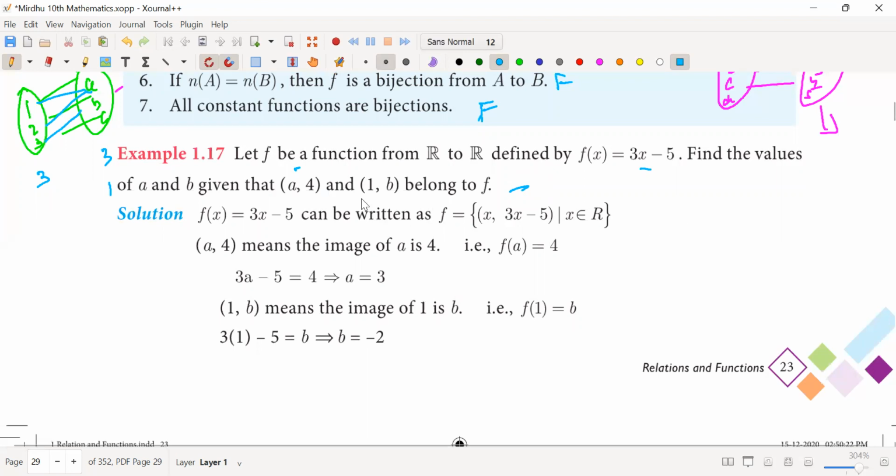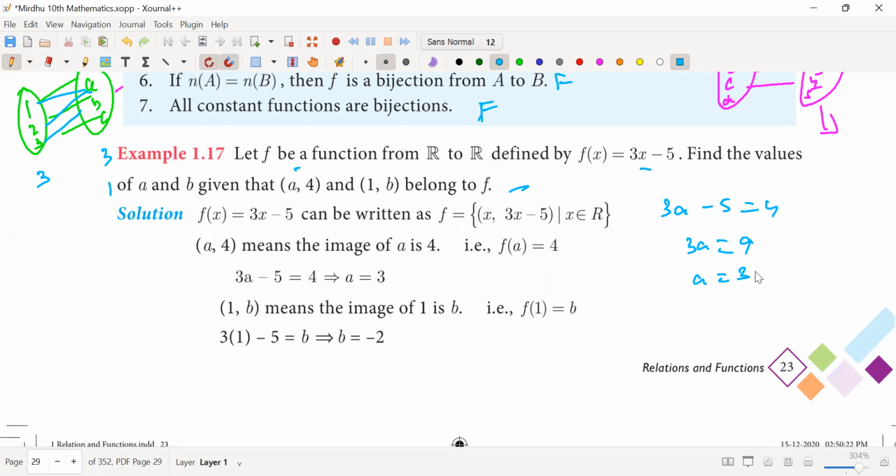So 3a minus 5 equal to 4. When it goes here, it becomes plus 5. So 3a equal to 9, a equal to 3. A lot of people, what they do, they'll subtract it, put 1 here, then they'll be bringing this 3 down and say it as 1 by 3.